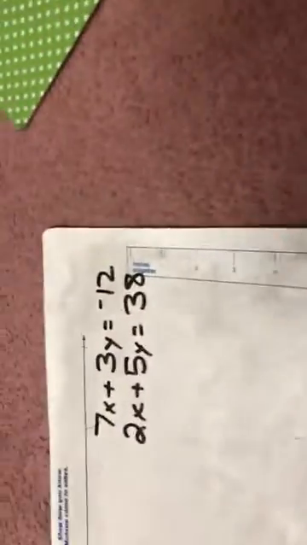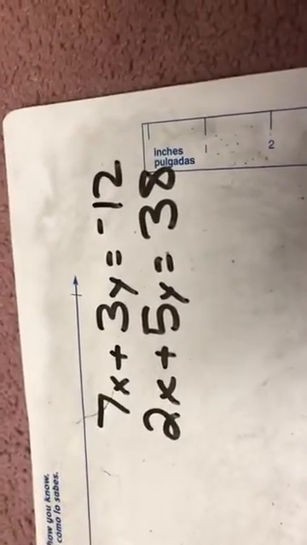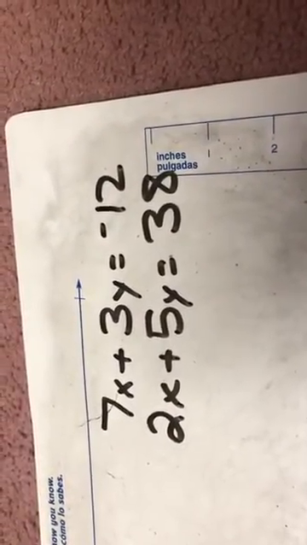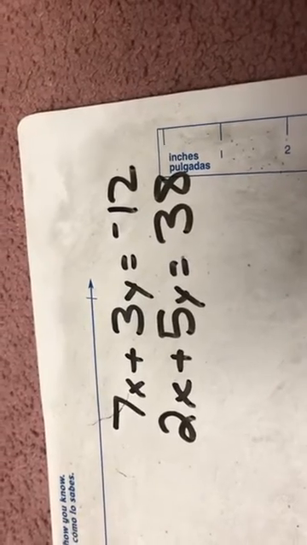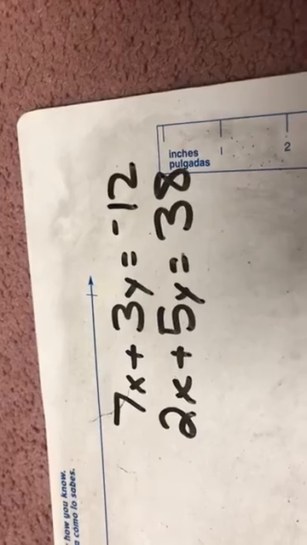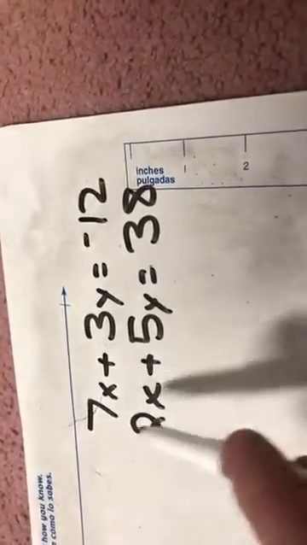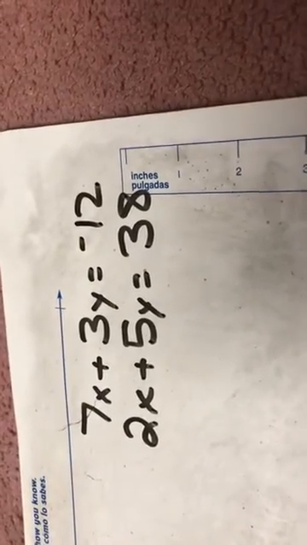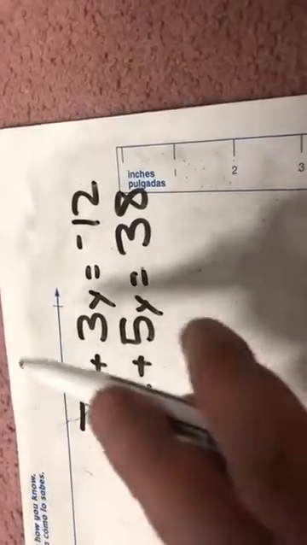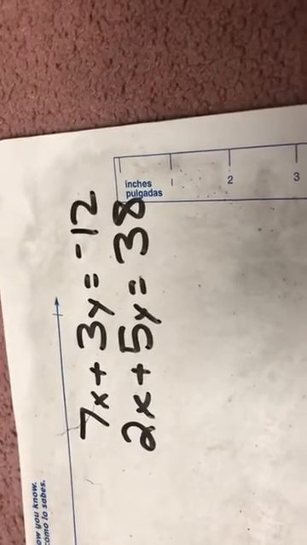All right, we have one more example that we're looking at here. We're starting with 7x plus 3y equals negative 12, and 2x plus 5y equals 38. All right, so we want to think, well, what do we want to do? There's a variety of different things that we can do. I'm looking at 7 and 2, and I can make that work with 14. I'm looking at 3 and 5, and I can make that work with 15.